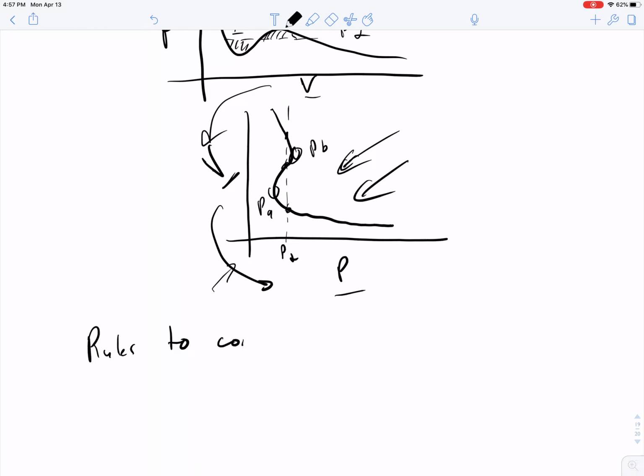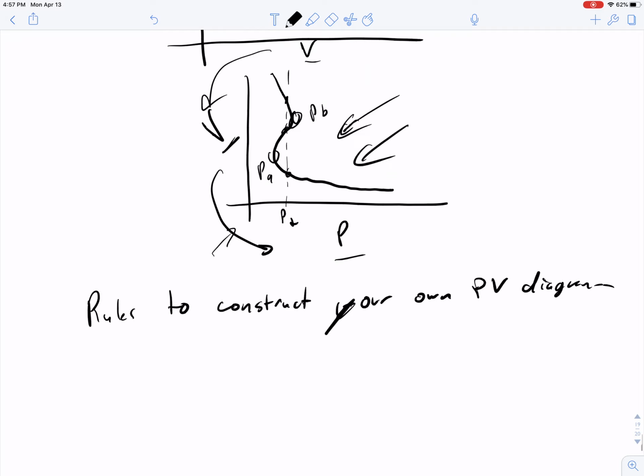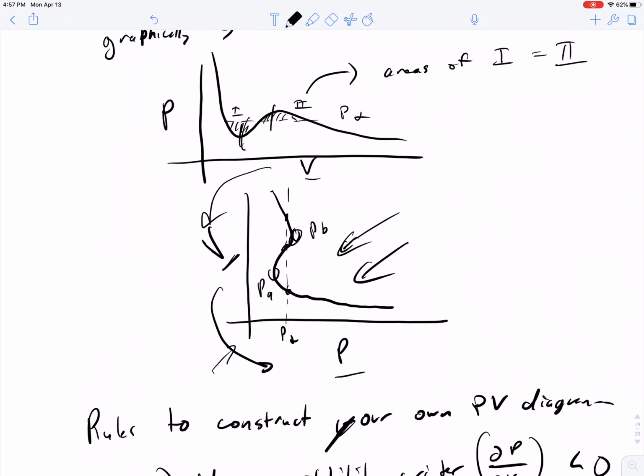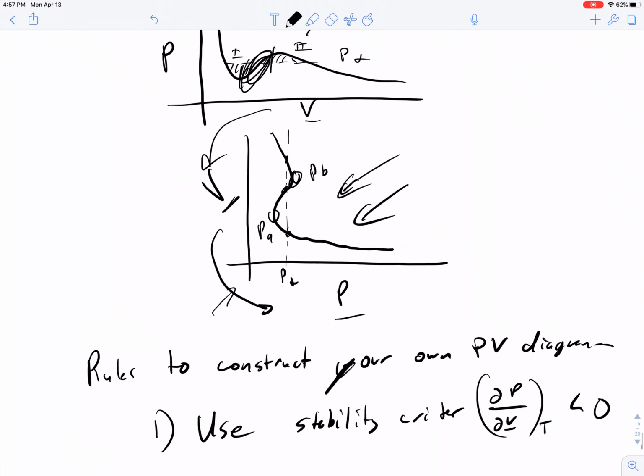But here are the rules to construct your own PV diagram. So, 1, use stability. This is the mechanical stability criteria: del P, del V at constant temperature is less than 0. That's something you know. That's that region we talked about, right here with this exploding region. We know that's not possible.